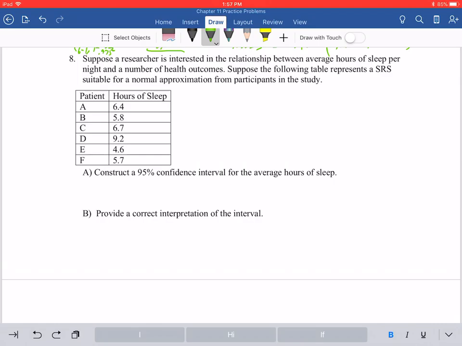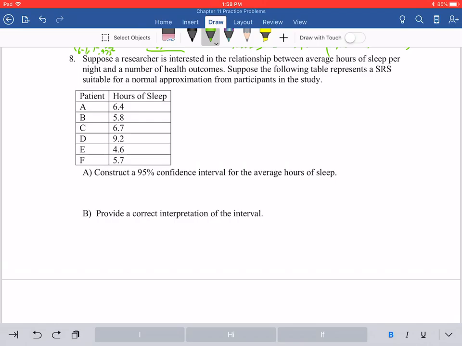Suppose a researcher is interested in the relationship between the average hours of sleep per night and the number of health outcomes. Suppose the following table represents a simple random sample, a simple random sample suitable for a normal approximation, from participants in the study. So part A is asking us to construct a 95% confidence interval for the average hours of sleep. Provide the correct interpretation of the interval.